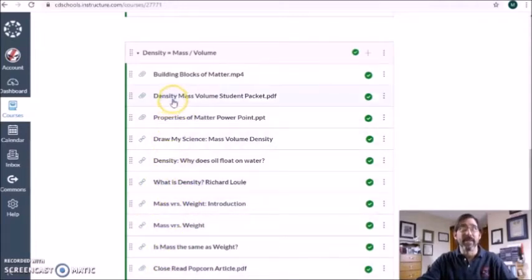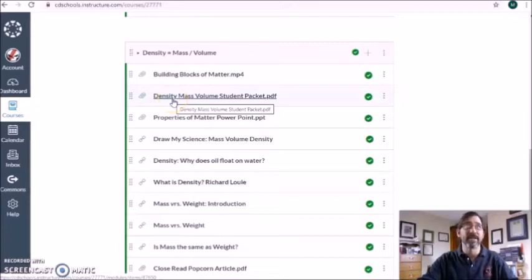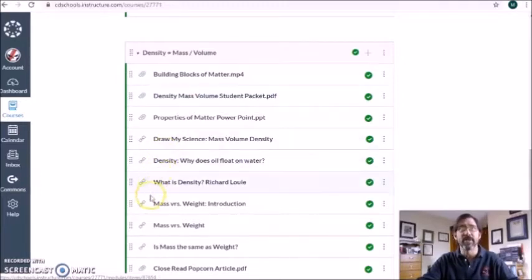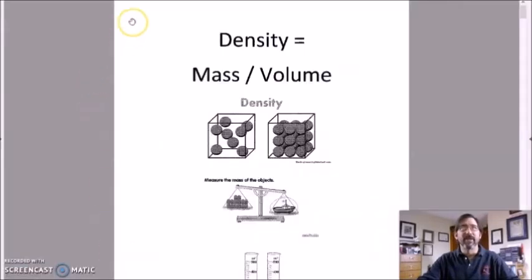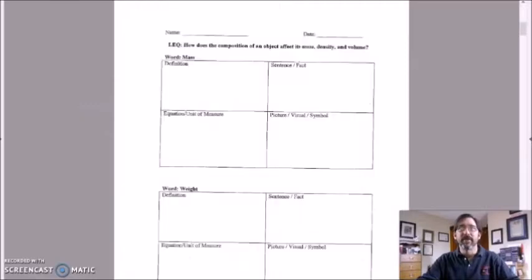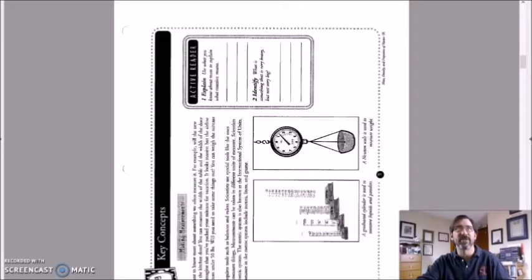So your packet is the PDF document, density, mass, volume. You do not need to print it. You can just look at it digitally. If you want to do the activities, you can. They're great practice. Certainly check out these videos if you have not already. Taking a look in your packet, the first few pages are all about vocabulary words. We realize that vocabulary is super important because that's what allows you to express yourself and reflect on what you've been learning in an intelligent way.